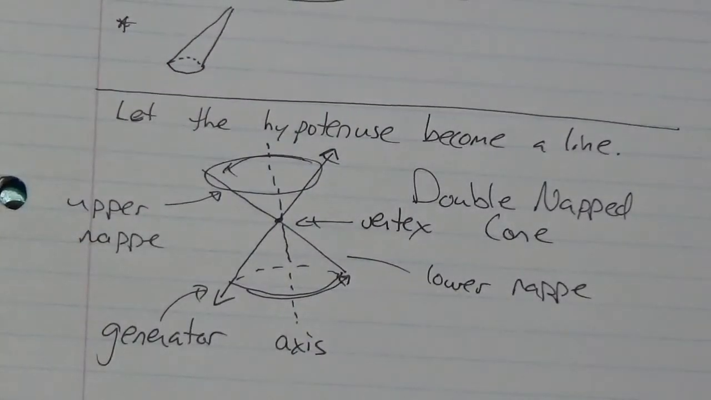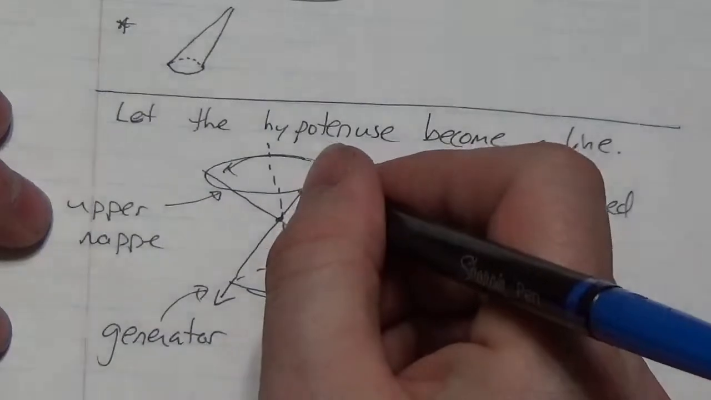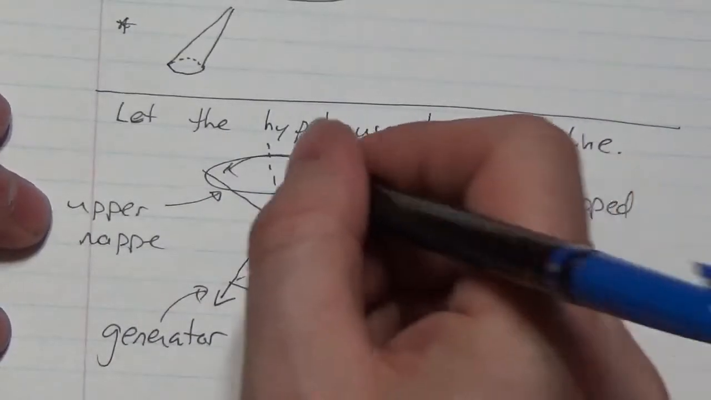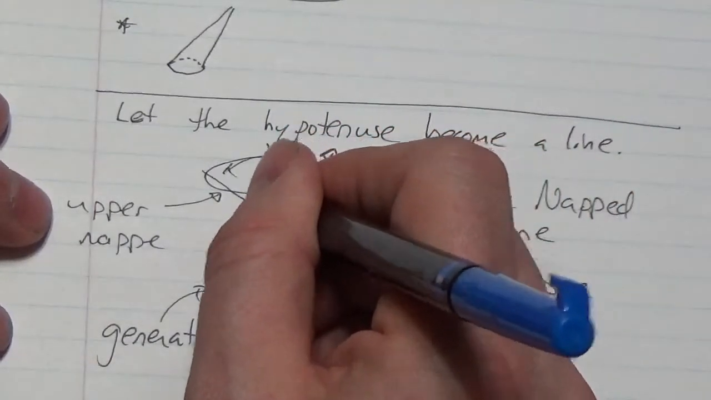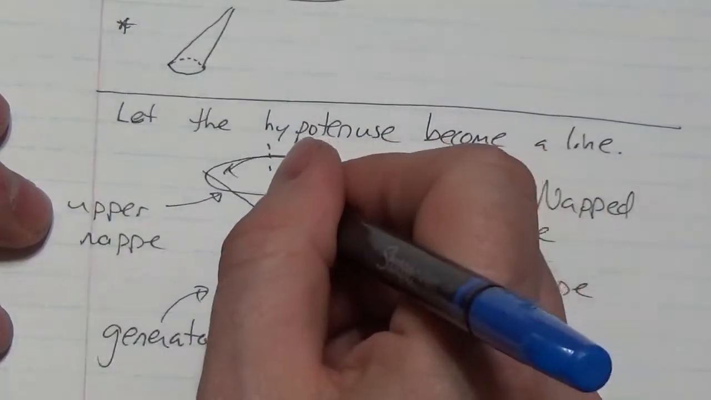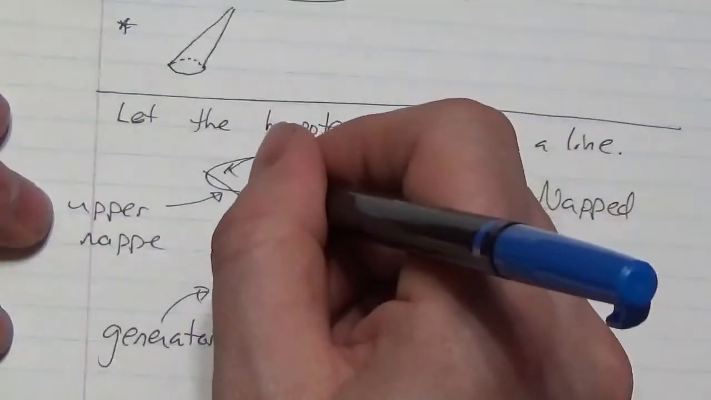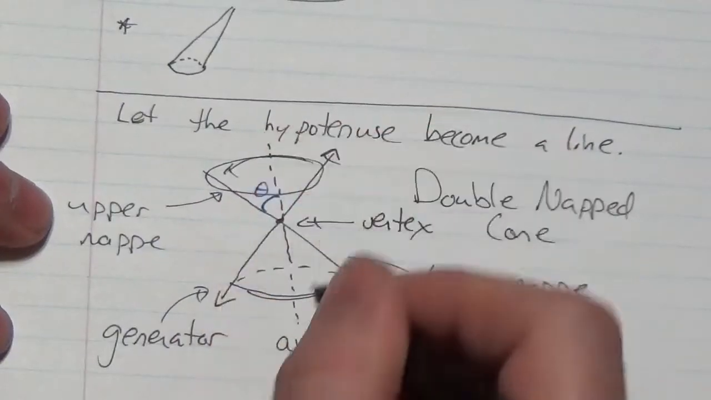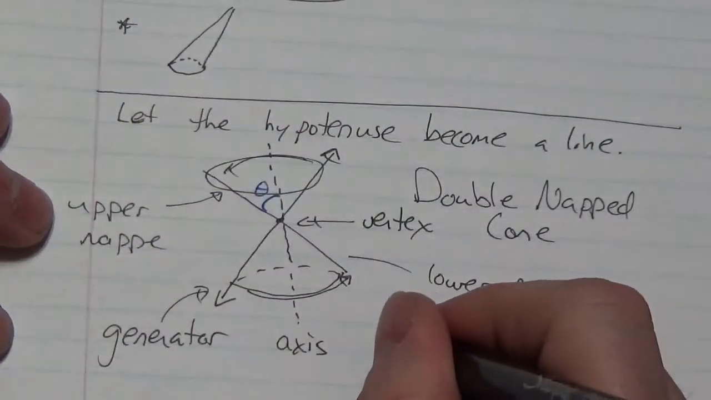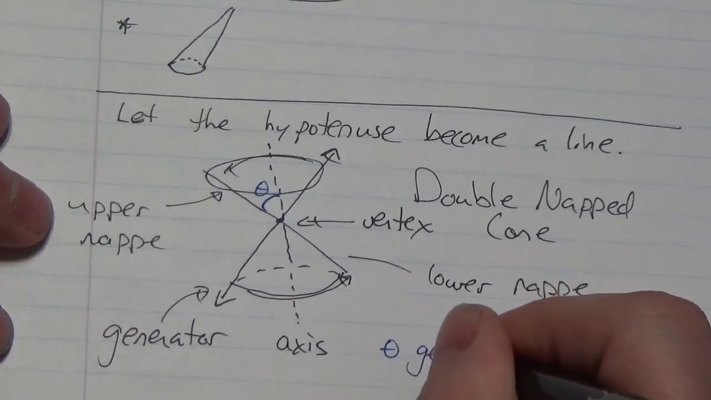Now, a couple other things that we want to point out here are two angles. One angle is going to be the generator angle. So right here, we'll call this theta. So theta is my generator angle.